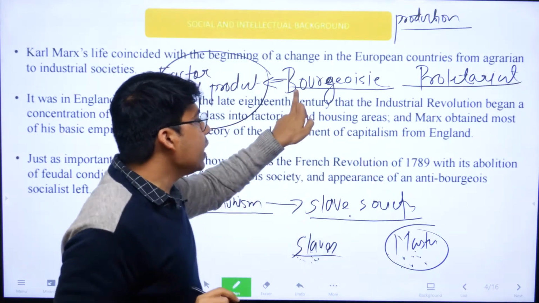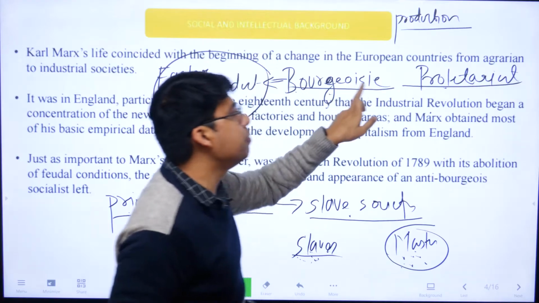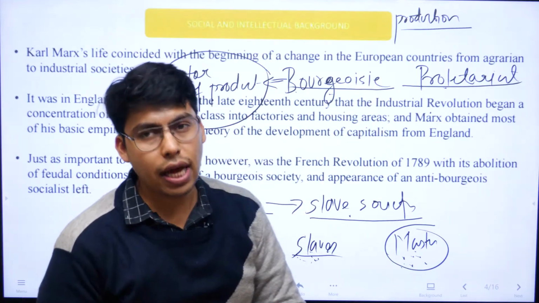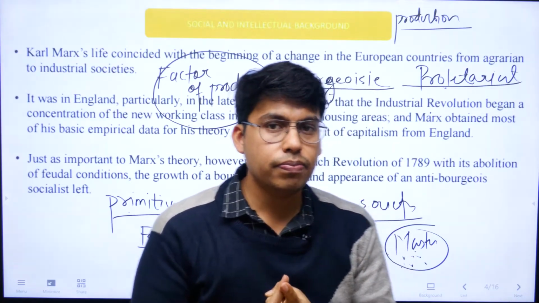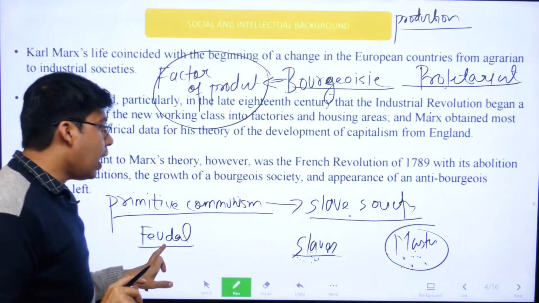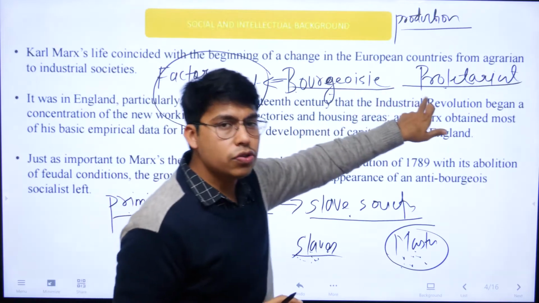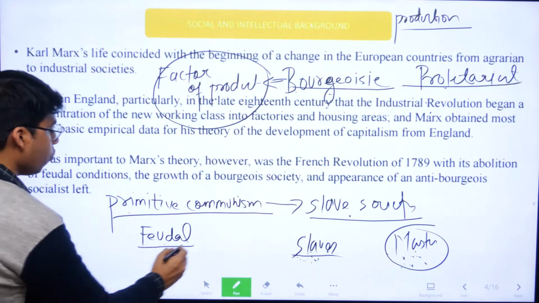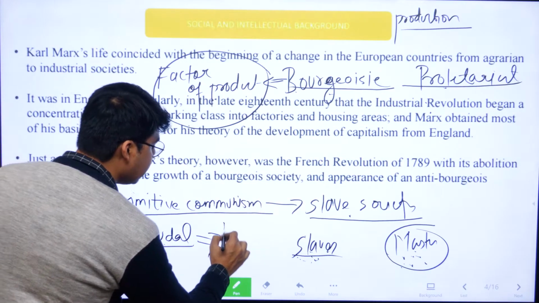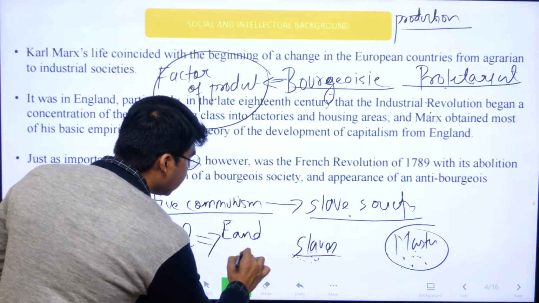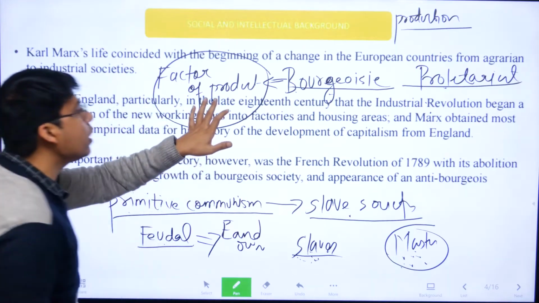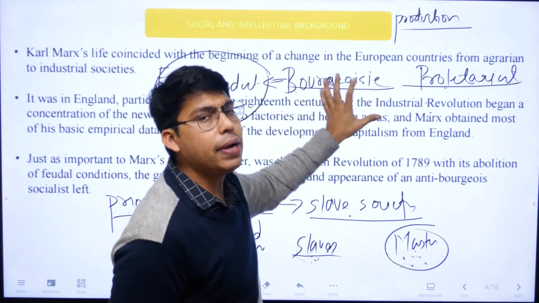So he said there is an inherent conflict between the bourgeois and the proletariat. Actually, I am talking about the capitalist society. In the feudal society you will find other classes, that is the land owning class and the peasants. Actually, I am talking about this as a capitalist society.